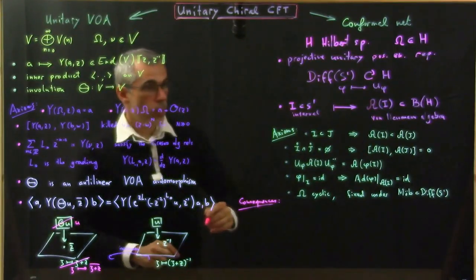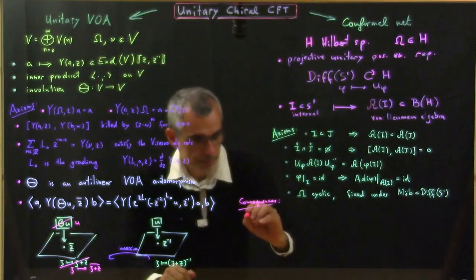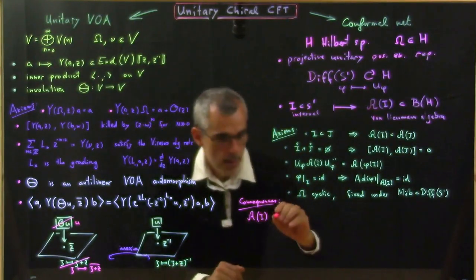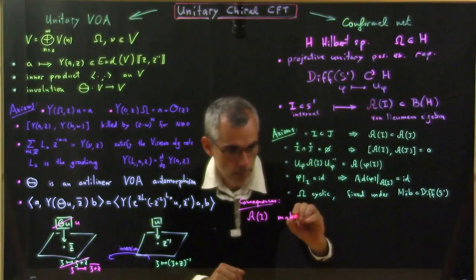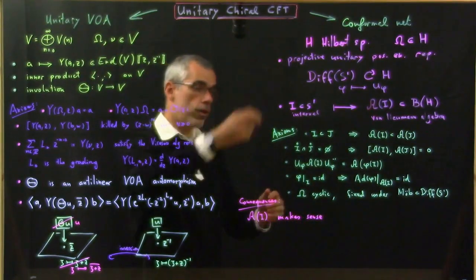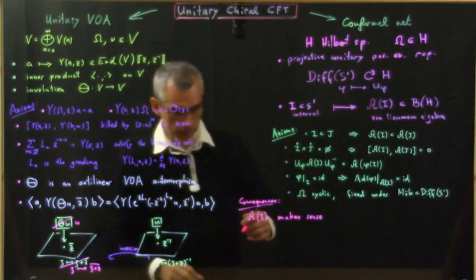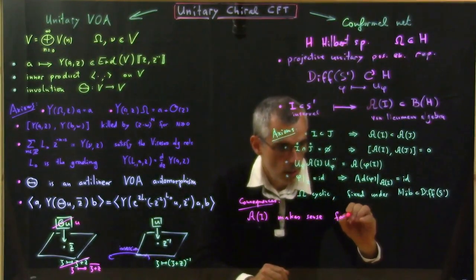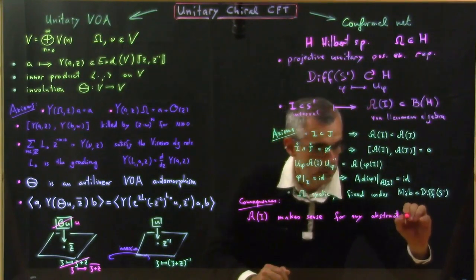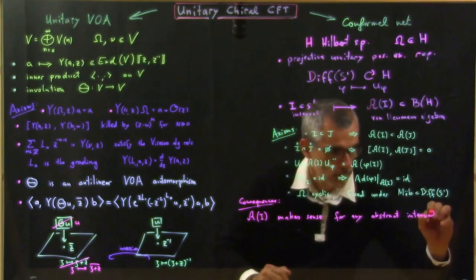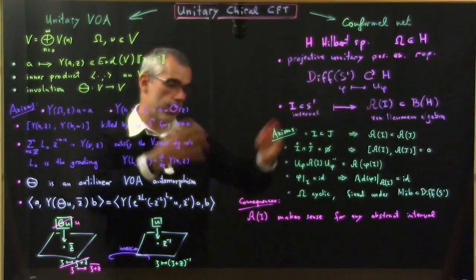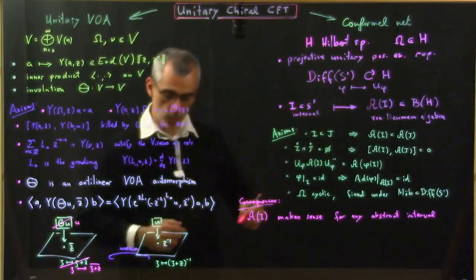So one very interesting one is that A of I makes sense not just for subintervals of S1, but for any abstract interval, i.e. just an abstract one-dimensional manifold that's isomorphic to the interval 0, 1.